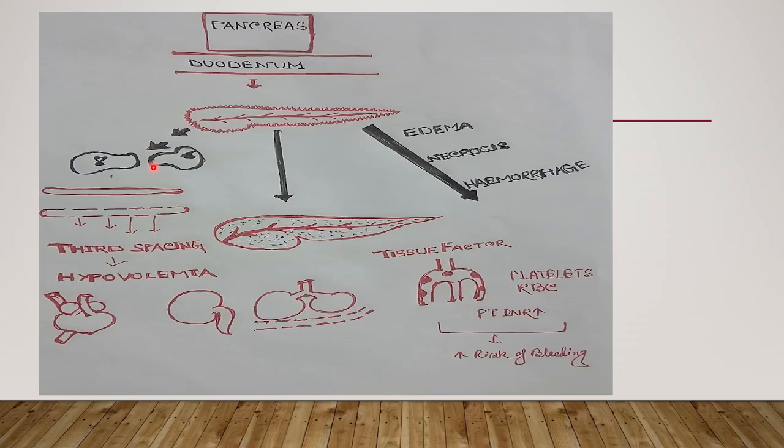When cytokines are released from macrophages, what happens? They get into the bloodstream. This is the blood vessels. Cytokines get into the bloodstream. When the cytokines get into the bloodstream, what happens? Systemic inflammatory response syndrome. In systemic inflammatory response syndrome, there are two responses: one local response, another systemic response.